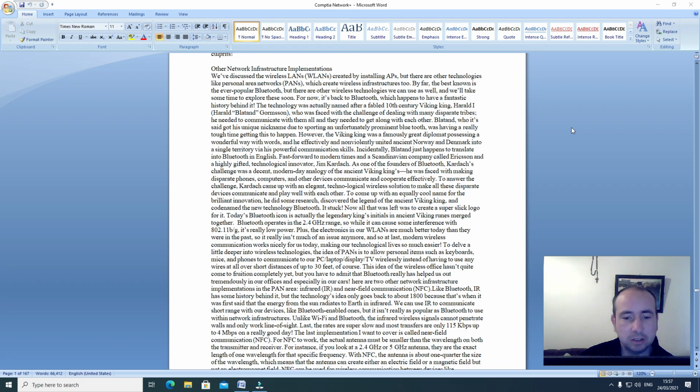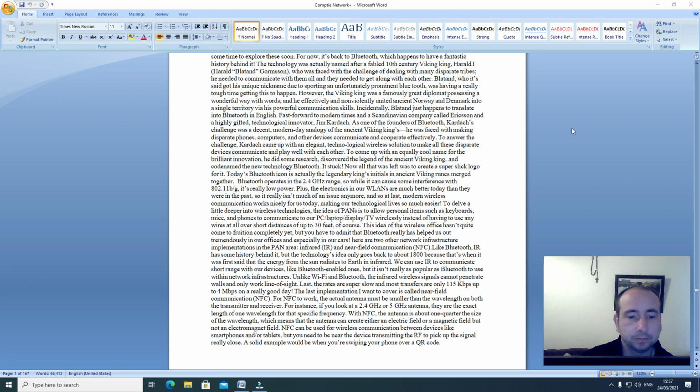Bluetooth operates in the 2.4 GHz range, so while it can cause some interference with 802.11b/g, it's really low power. Plus, the electronics in our wireless LANs are much better today than they were in the past.